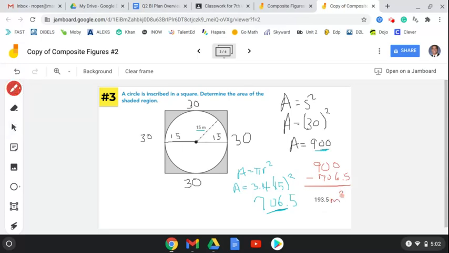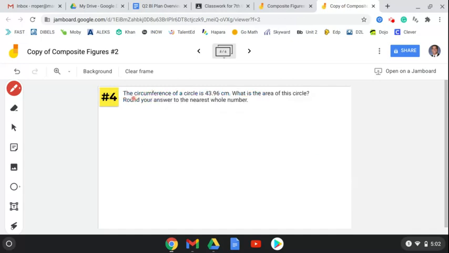Numbers 4 and 5 are giving you the circumference. So the circumference of a circle is this, and you're asked about the area. So what you need to do here is first start off with the circumference formula, which is circumference equals pi times diameter, right? I know the circumference, so let's plug in 43.96 in for C. Put the equal sign. Plug in 3.14 for pi, since you know pi is 3.14. And you don't know the diameter, so just leave D as D.